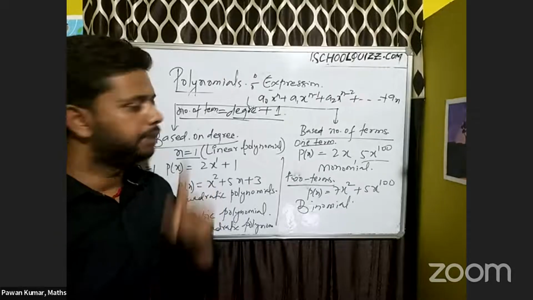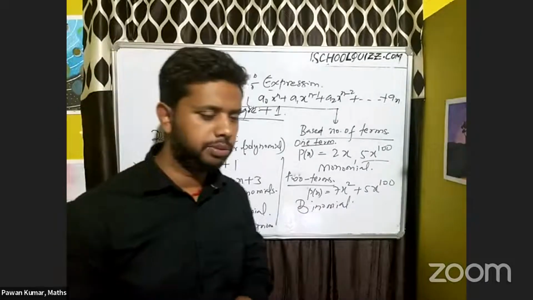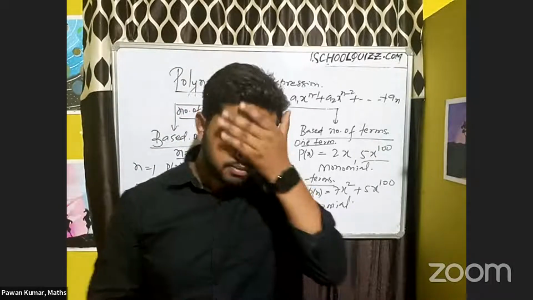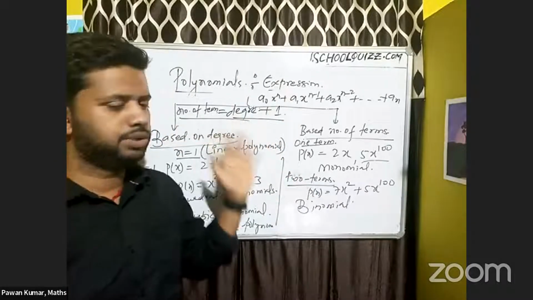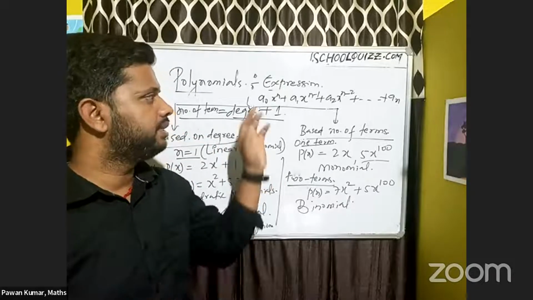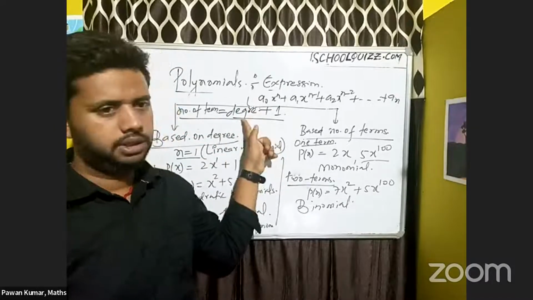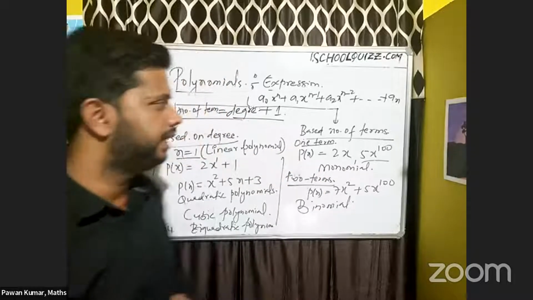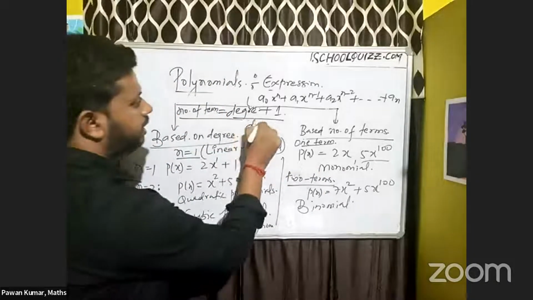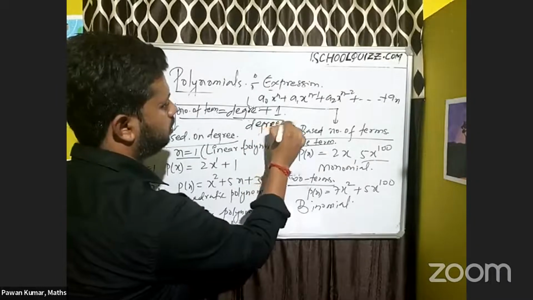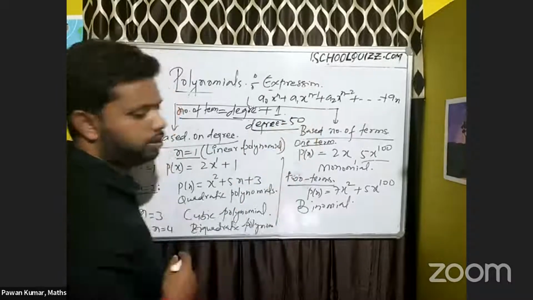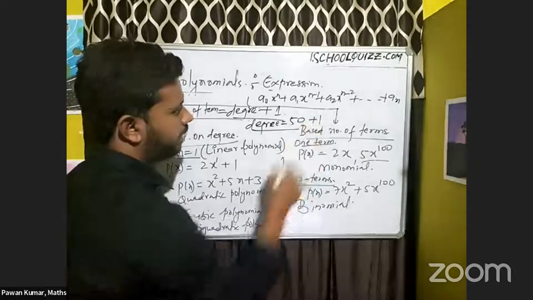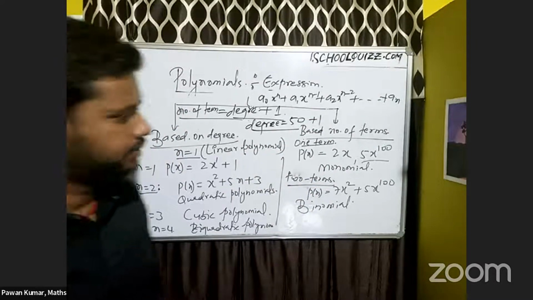Understand? If they ask you the number of terms in quadratic polynomials, this type of question they will ask in competitive examinations. In NCERT they are not asking those questions, but in competitive exams, definitely they will ask. You tell me how many terms are there when the degree equals 50? So how many terms will be possible there? You just have to write degree plus 1. Correct? Rani, understand this one?